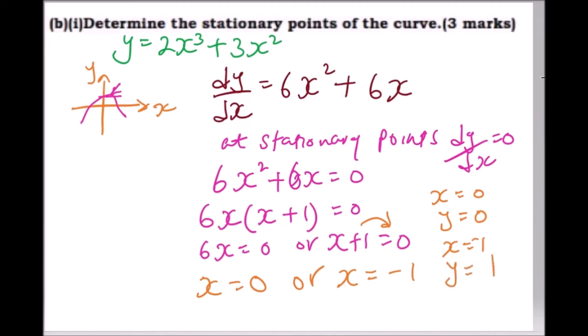Therefore, our turning points: here y is equal to 0, and here y is equal to 1. So our turning points are (0, 0), and the other one is when we have x equal to minus 1, y is 1. So those are our turning points, and by doing that you get yourself 3 marks.